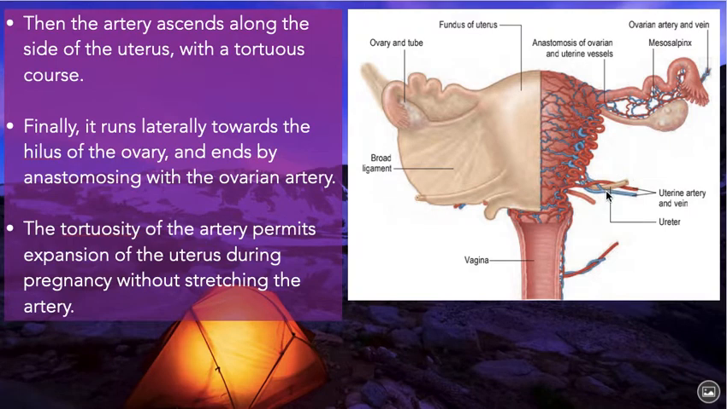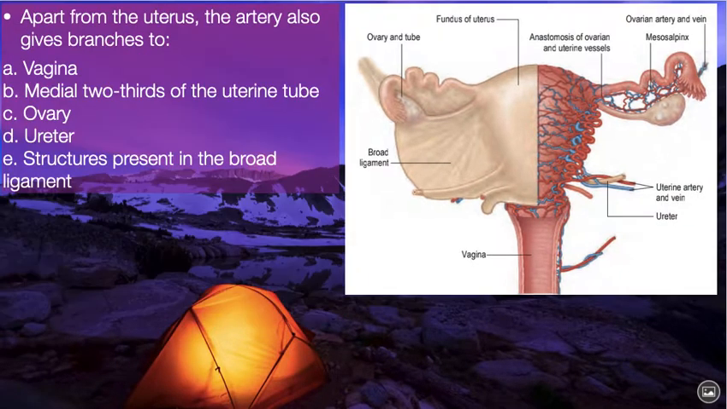Then this artery ascends along the sides of the uterus with a tortuous course. Finally, it turns laterally towards the hilus of the ovary and ends by anastomosing with the ovarian artery, you can see over here. Now, the tortuosity of the artery permits the expansion of the uterus during pregnancy without stretching the artery. Apart from the uterus, this artery also gives branches to the vagina, the medial two-thirds of the uterine tube, the ovary, the ureter, and the structures present within the broad ligament.